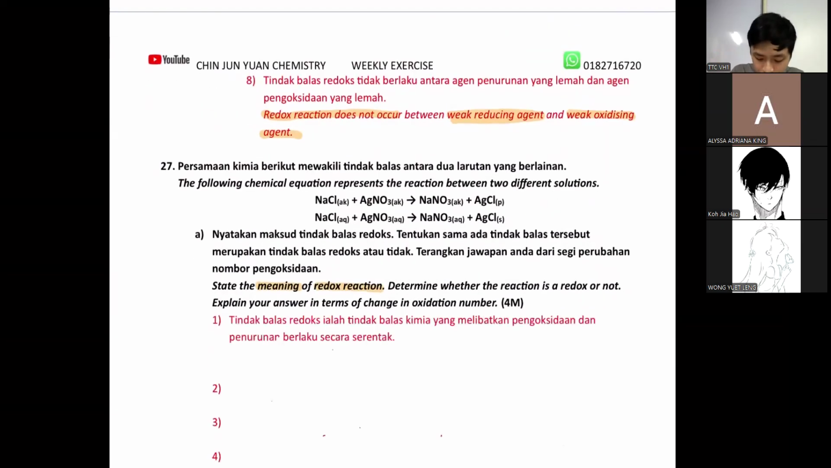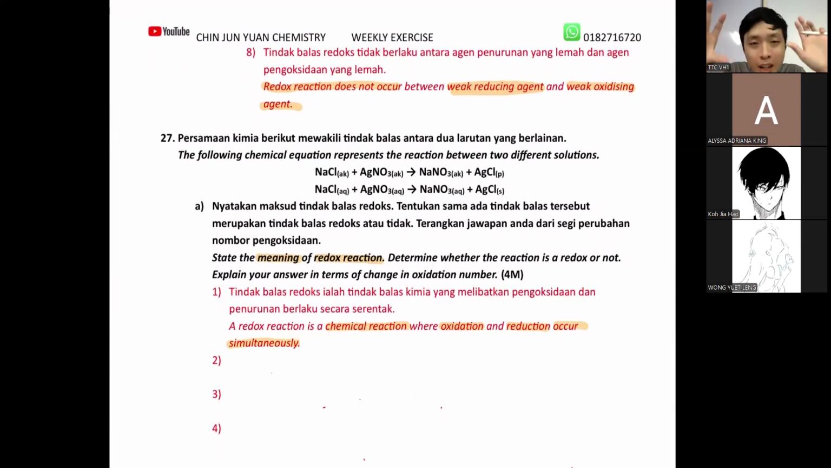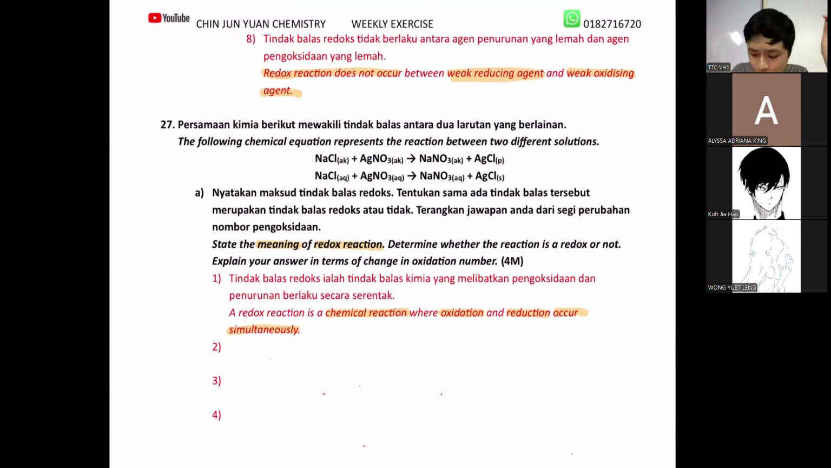Okay, and then the first one settled. The meaning, just now I talked about it already. In chemistry, you have to write the whole meaning. If you miss one word, two words wrong, okay? Then determine whether the reaction is redox or not. Explain your answer in terms of change in oxidation number. So in this case, is the reaction redox or not?